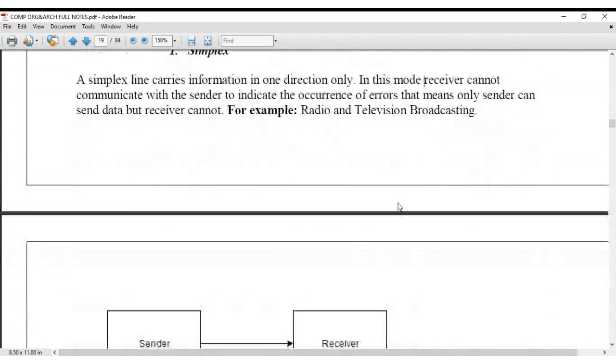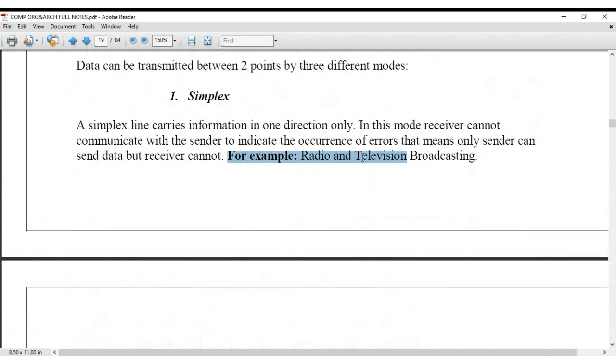Yeah. Also in radio and television broadcasting, the signals that your radio and your television receive, your radio and your television do not send signals back to the broadcasting satellite. They do not. Those signals are one way, they are unidirectional. Yeah, I think that makes sense. So radio and television broadcasting also apply the simplex transmission mode. It is only one way.